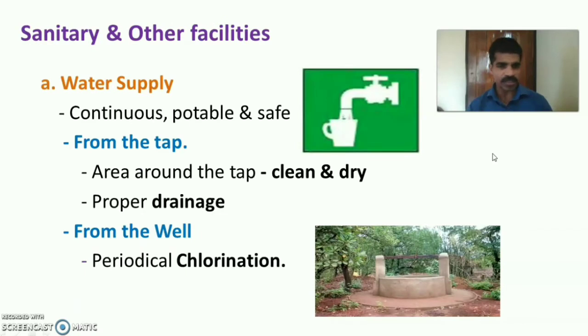So first one is water supply. Water supply should be continuous, potable and safe. It can be from the tap or from the well. If it is from the tap, the area surrounding the tap should be clean and dry, and there should be a proper drainage system. Then if it is from the well, the well has to be periodically chlorinated.